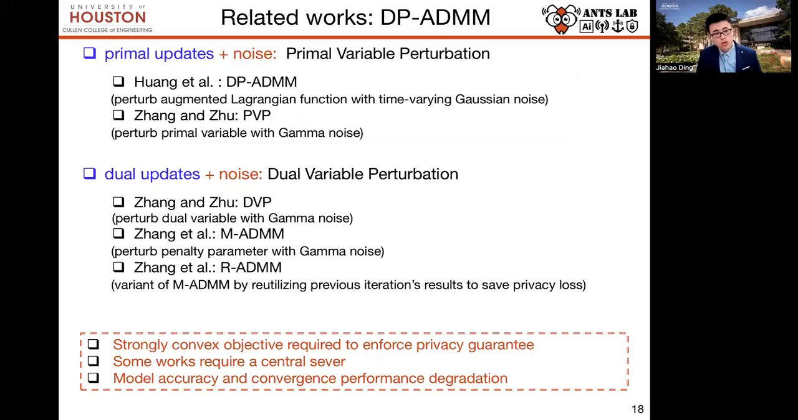So the existing work on differentially private ADMM mainly includes two ways. One is called primal variable perturbation, which adds noise to the primal update. And the other one is dual variable perturbation, which adds noise to the dual update. However, the guarantees for differential privacy in these works are based on strongly convex objective functions, and also some works require a central server to perform the model aggregation. And also, some works have significant convergence performance degradation.